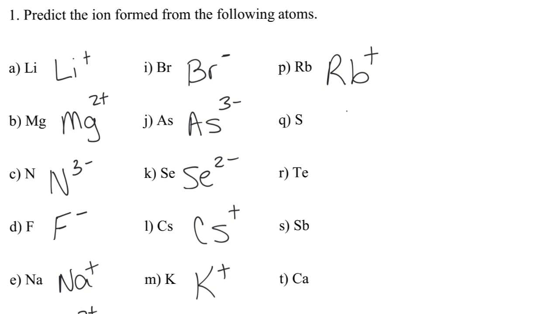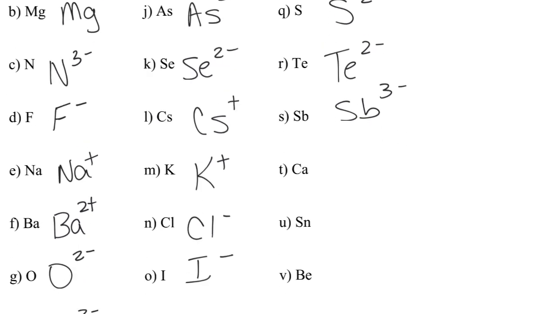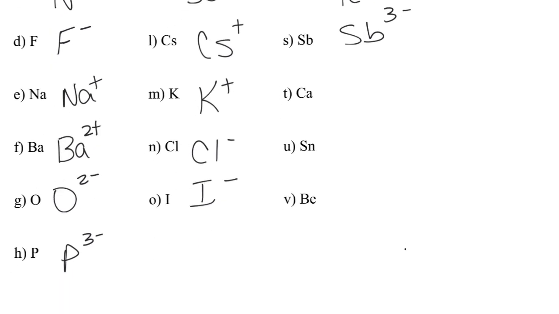Sulfur. Now, sulfur is in group 16, 2 minus charge. Tellurium, same thing. Tellurium, 2 minus charge. And then we have antimony, which is in group 15. So antimony is a 3 minus charge. And the last few, we got calcium. Calcium's got a 2 plus charge.